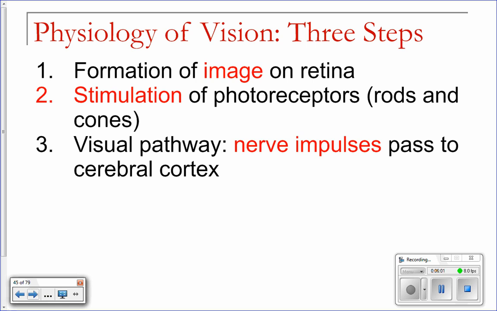And the third thing is that the signal that gets created needs a pathway to go back into your brain. So those are the three things that need to happen in order to see: form an image on the retina, stimulate the photoreceptors, send the signal to your brain. Okay, so we're going to look at the first one of these today.